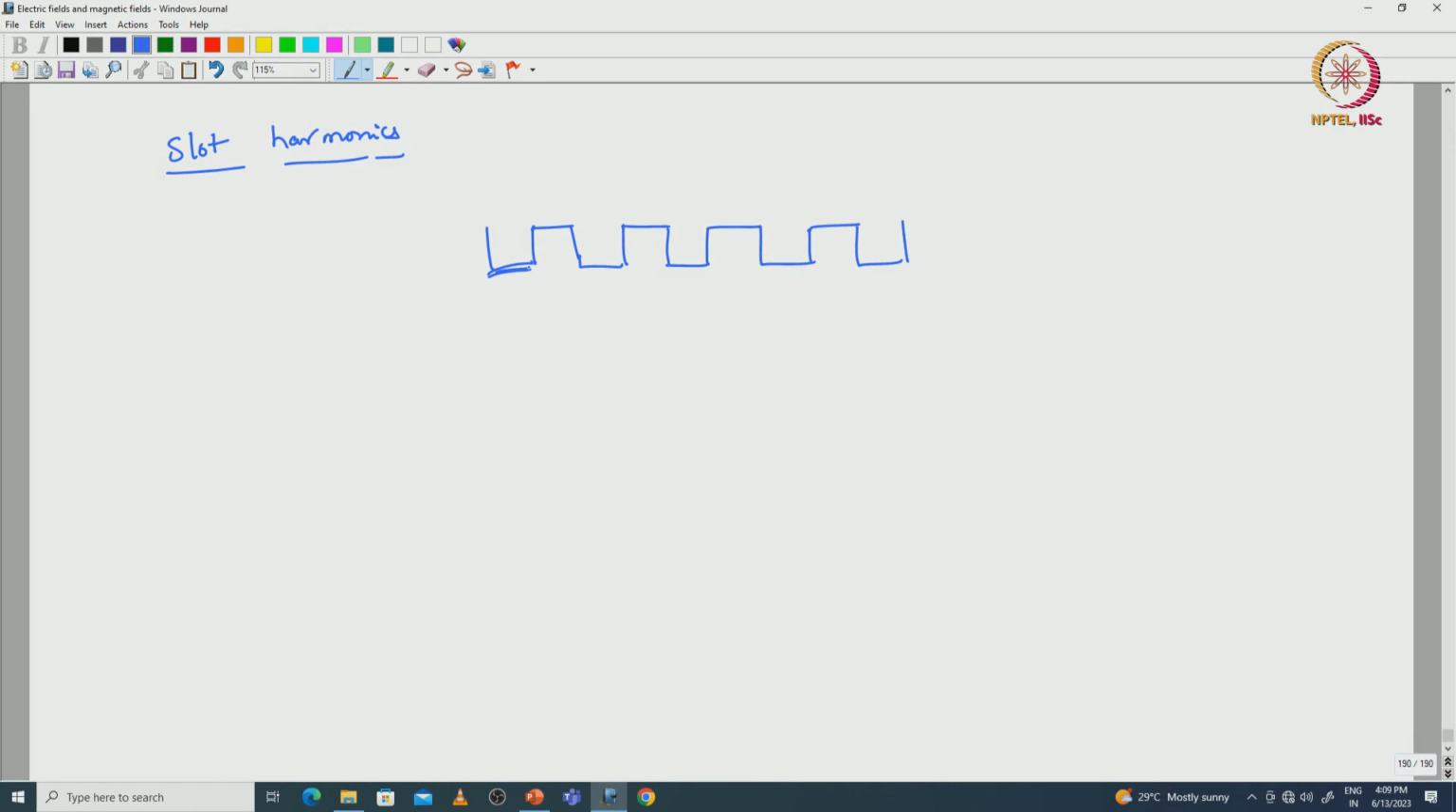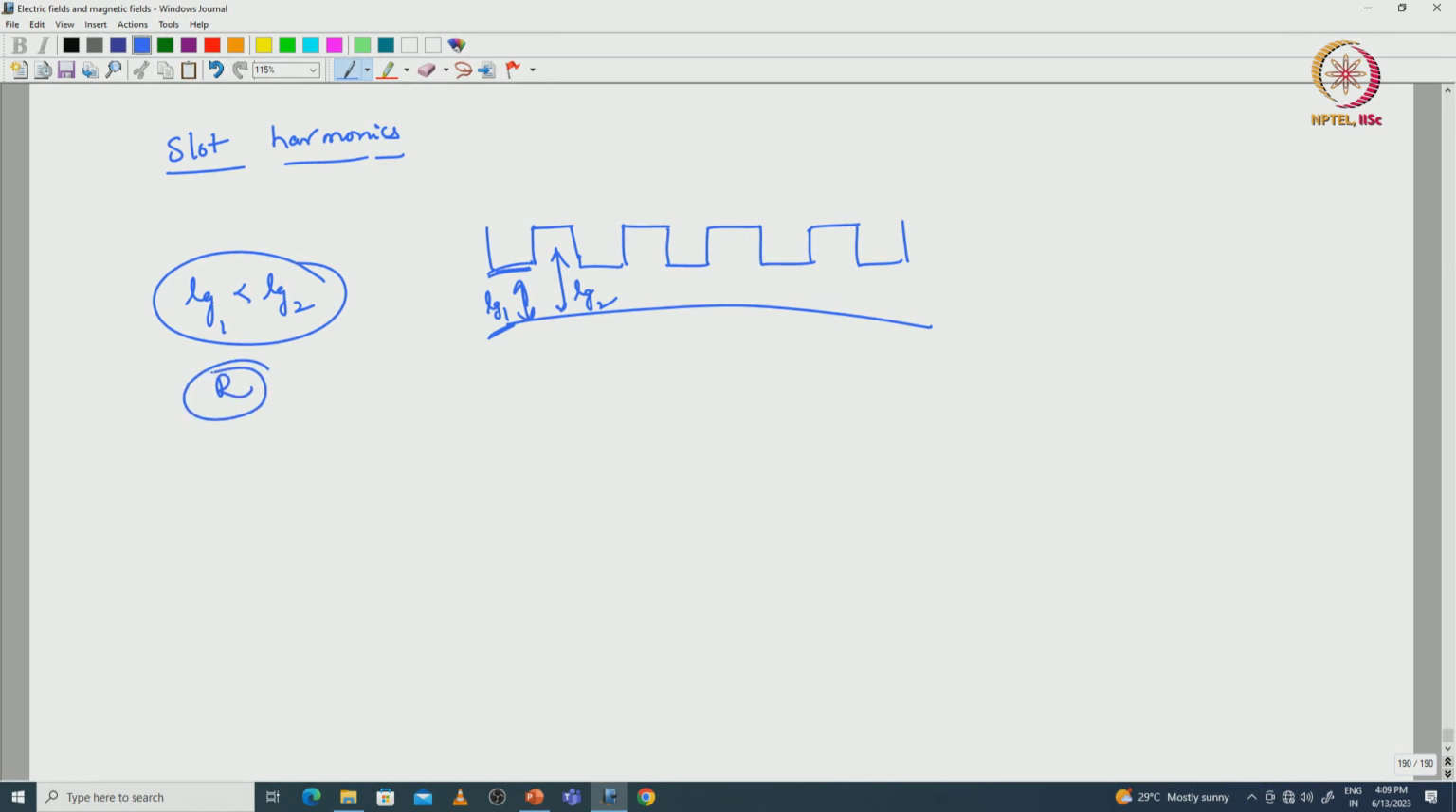Okay, these are the number of slots, and consider here rotor surface is in this manner, one pole pitch you can consider it. Here length of the air gap is different, here length of the air gap is different, Lg1 and Lg2. Lg1 is less than the Lg2. Because of this change in air gap, okay, the reluctance is changing.